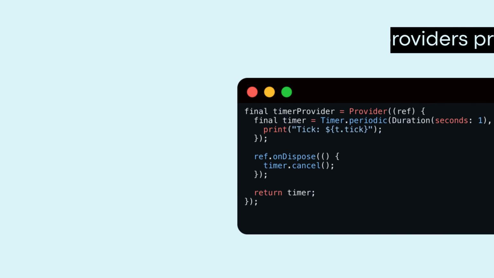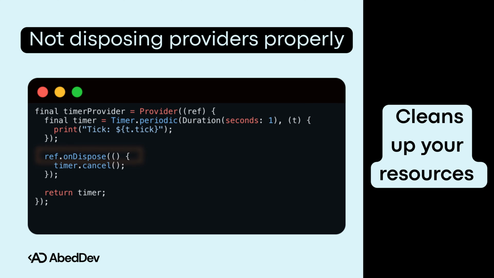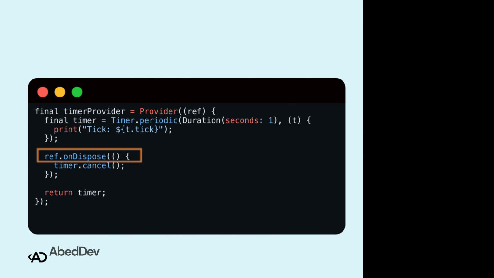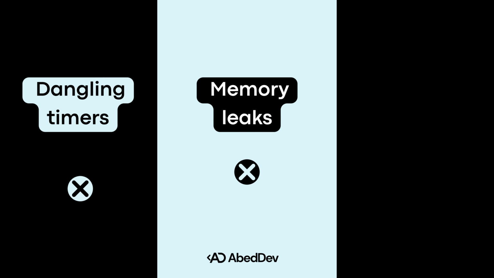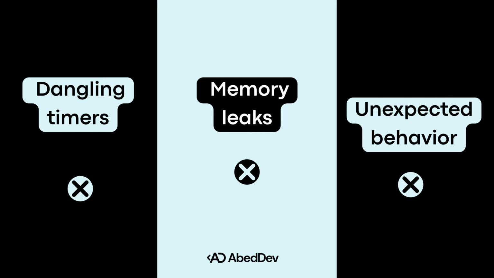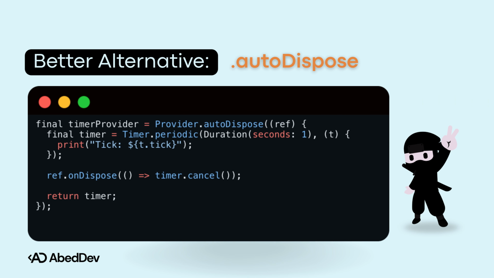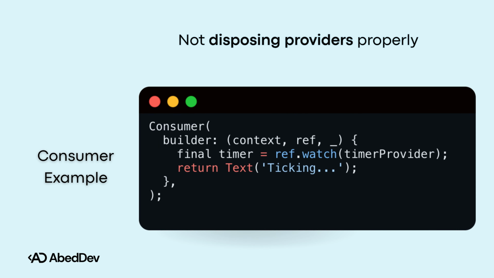So, what's the right way? The fix is to use ref.onDispose. With ref.onDispose, Riverpod automatically cleans up your resources when the provider is no longer needed. No dangling timers, no memory leaks, no unexpected behavior. Better alternative, use autoDispose. Adding .autoDispose ensures that when your widget tree no longer watches this provider, Riverpod disposes it automatically. This is especially useful for screens, tabs, or temporary widgets. Now, you can safely watch your provider without worrying about background leaks or zombie timers.